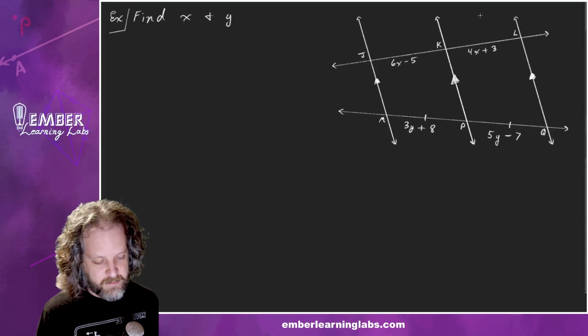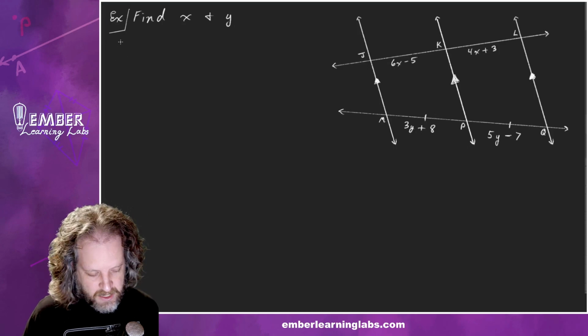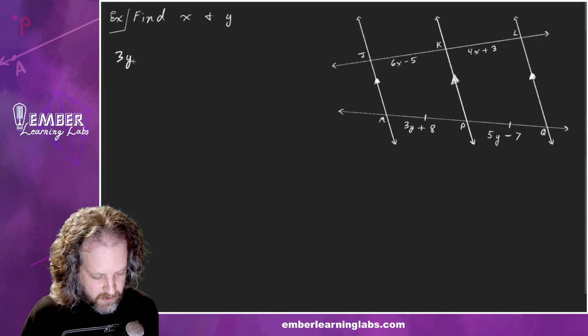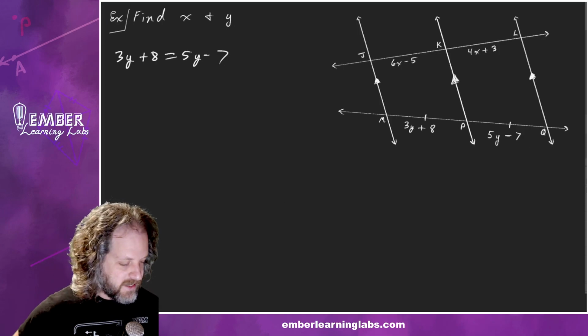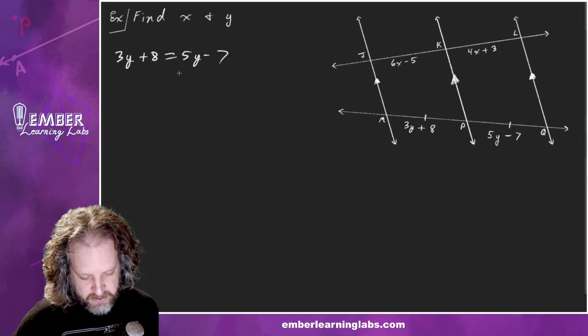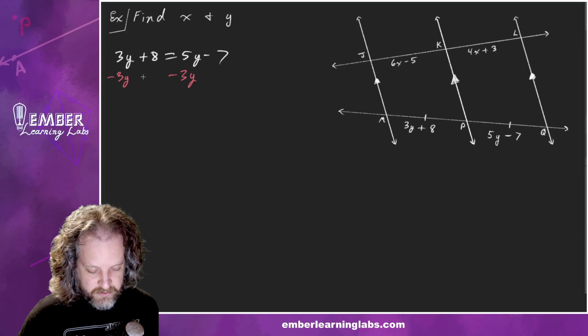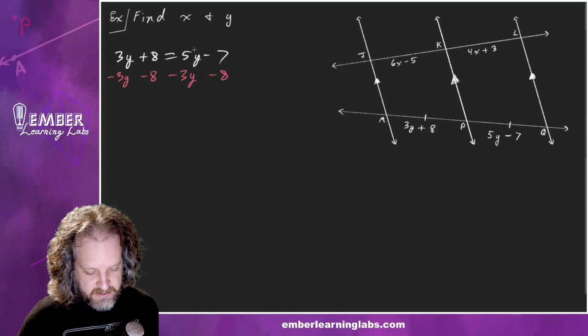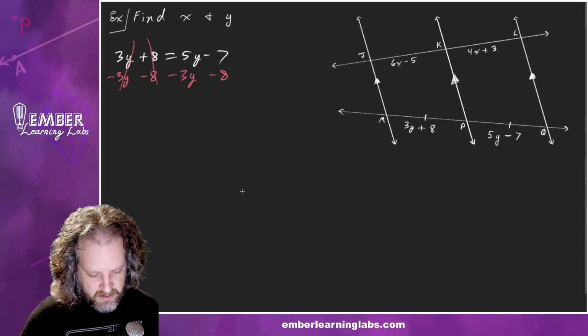So the algebra on this is going to be really easy, right? This is congruent to that, so we just set up a little equation. So 3y plus 8 equals 5y minus 7. That's an easy thing to solve. We're just going to subtract 3y from both sides. And then we can also subtract 8 from both sides. This one cancels and this one cancels.